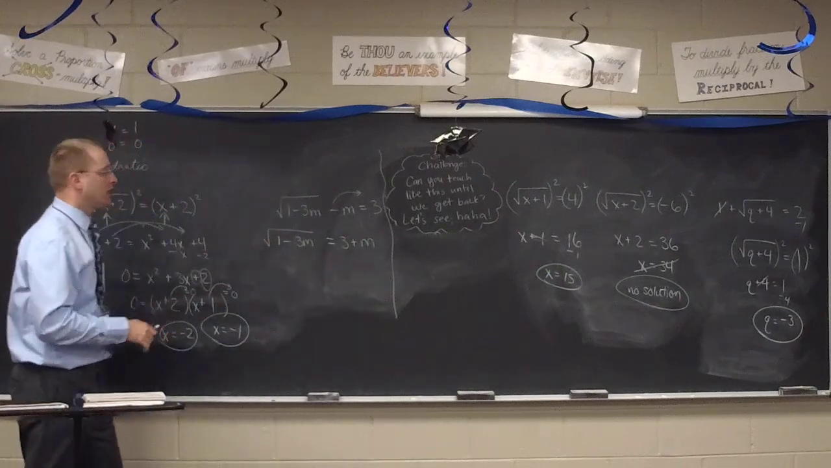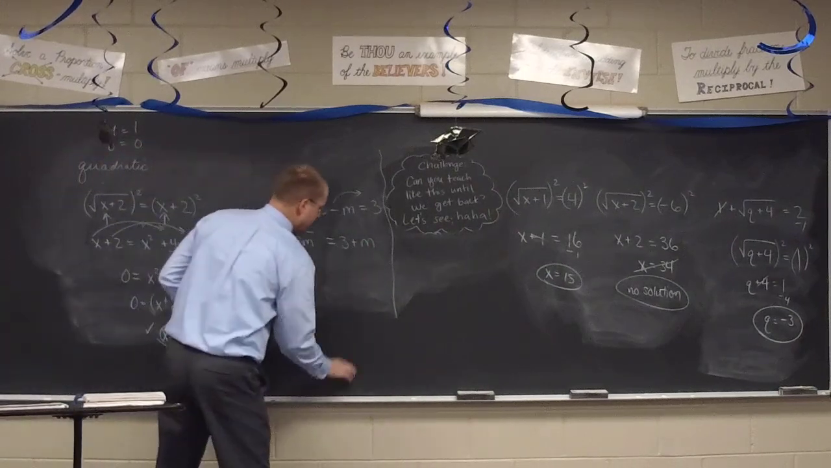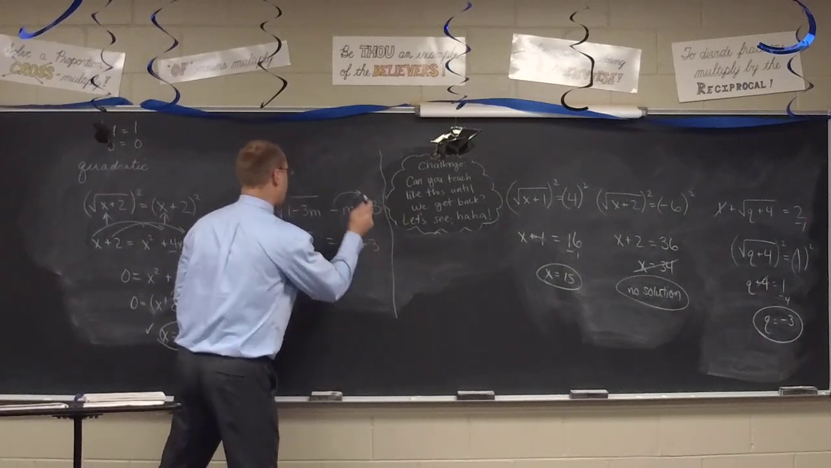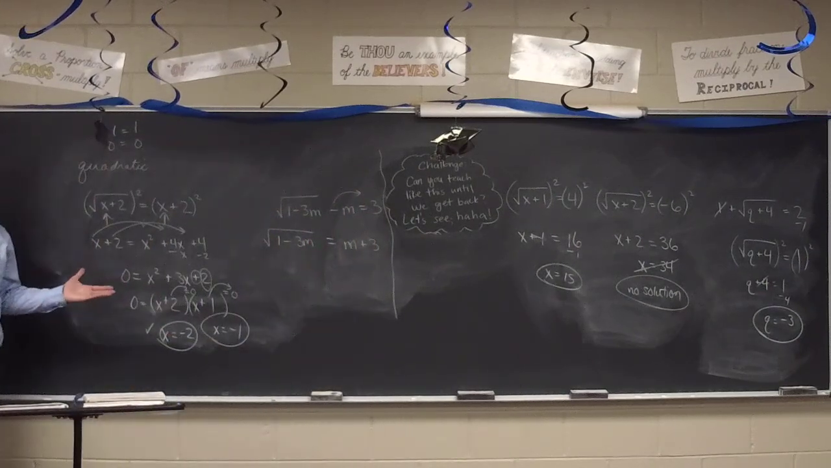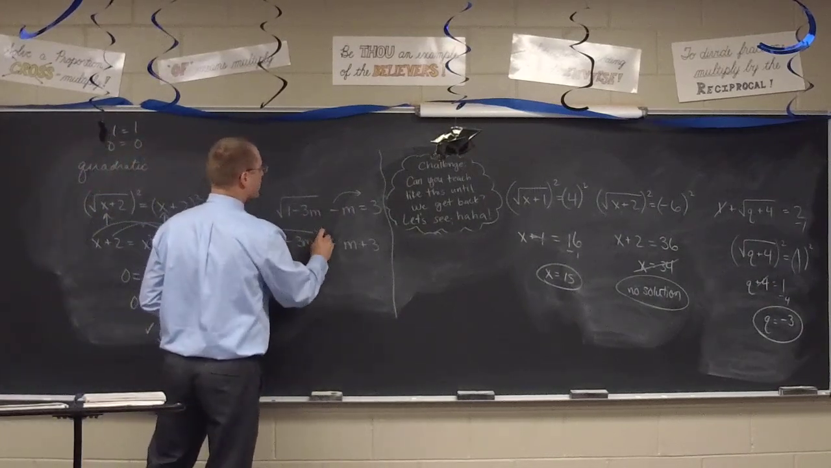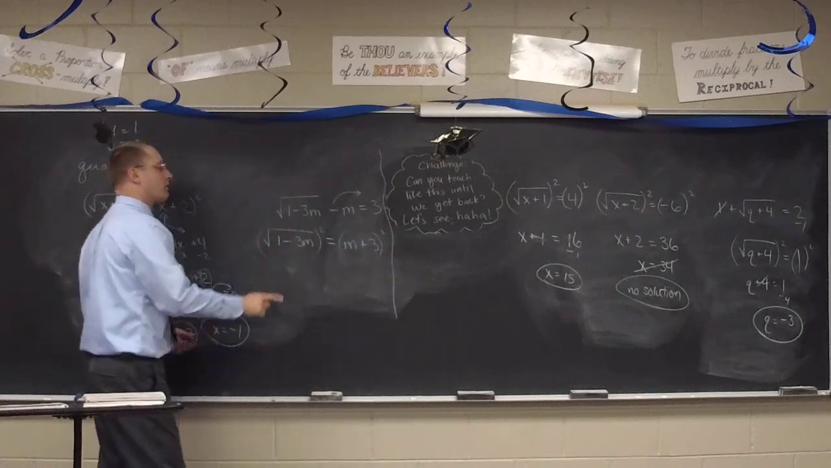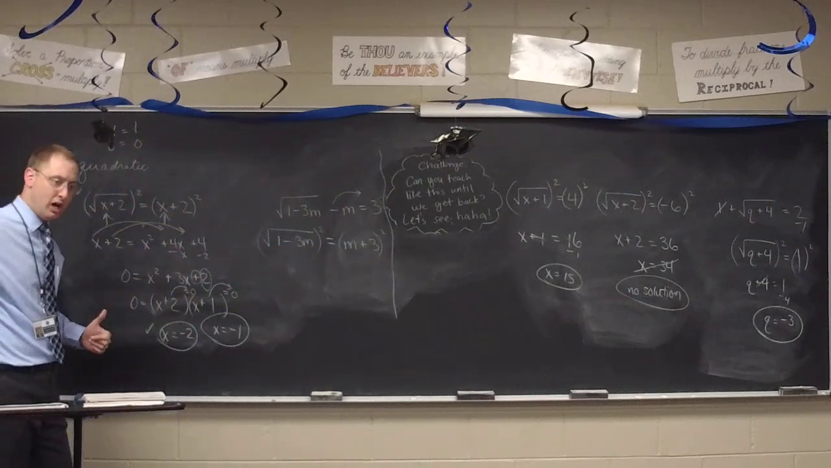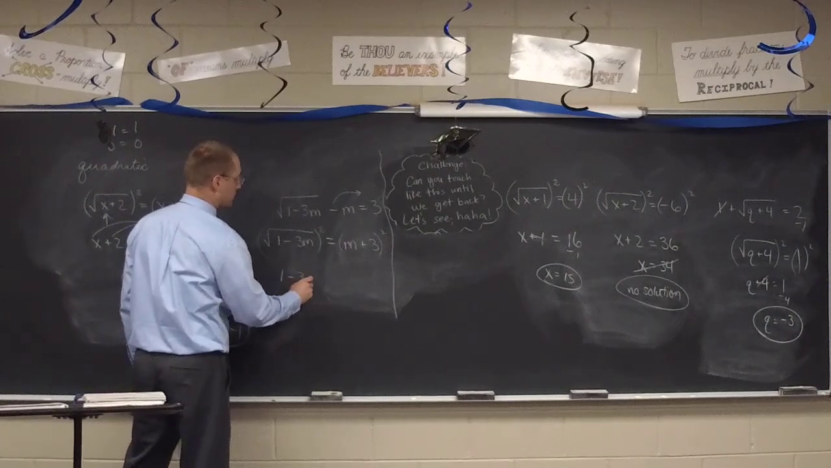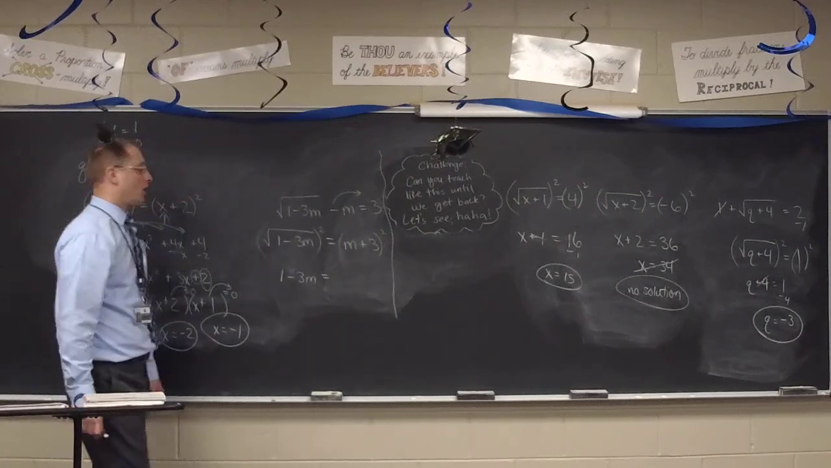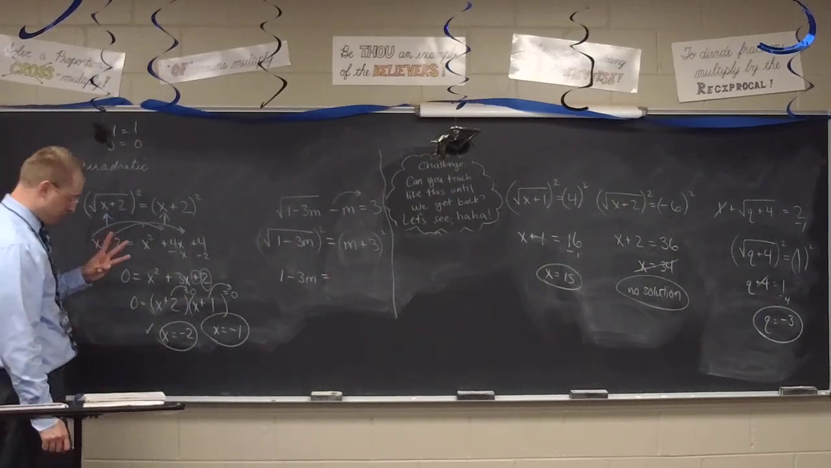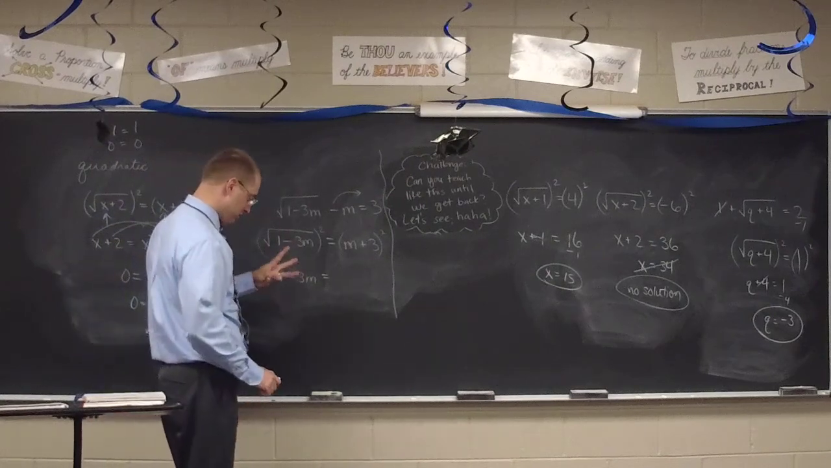Doesn't really matter. I think we might like it better if it said m plus 3, so I'm going to go and write that, but technically it does not matter. Once we've isolated the radical, class, square both sides. On the left, when you square a square root, you get the radicand again: 1 minus 3m. On the right-hand side, I am squaring a binomial. 3 steps: square the first, square the last, multiply and double.